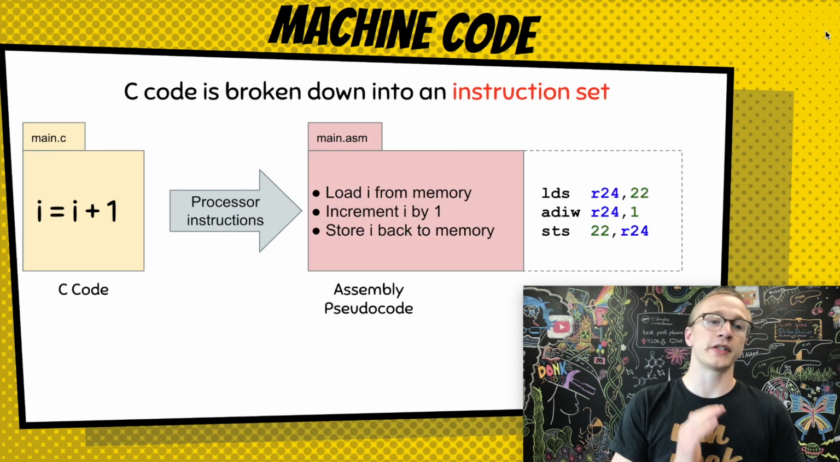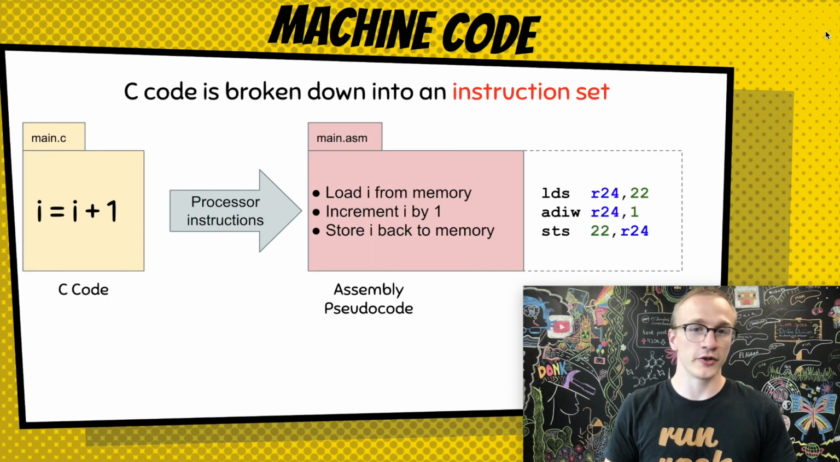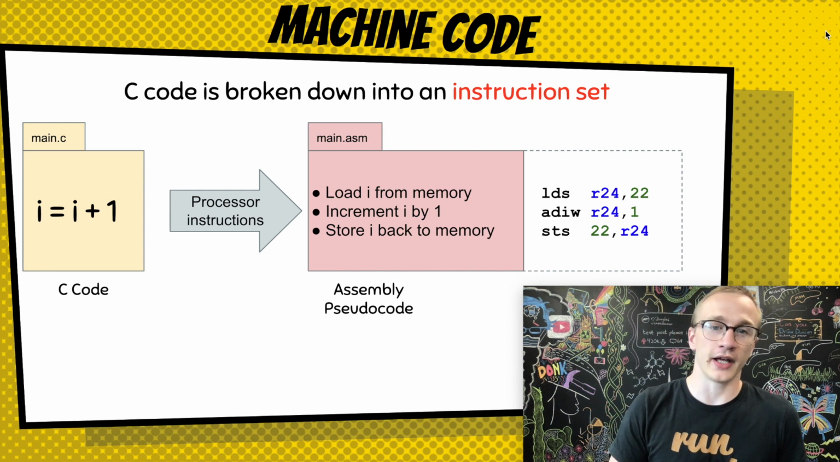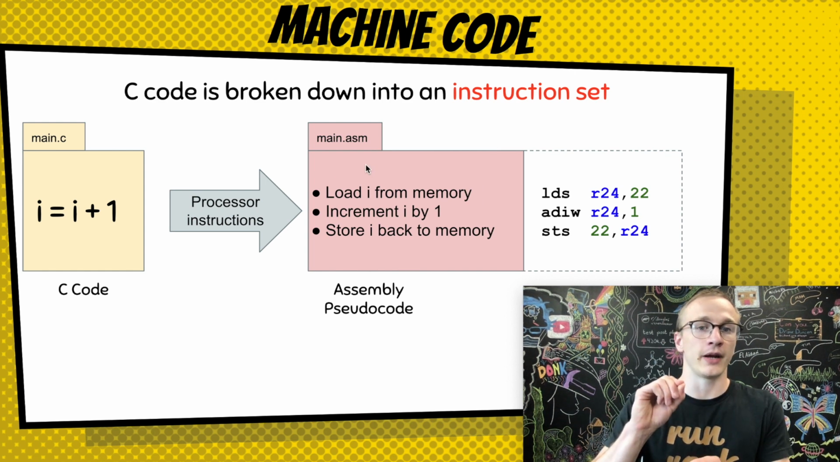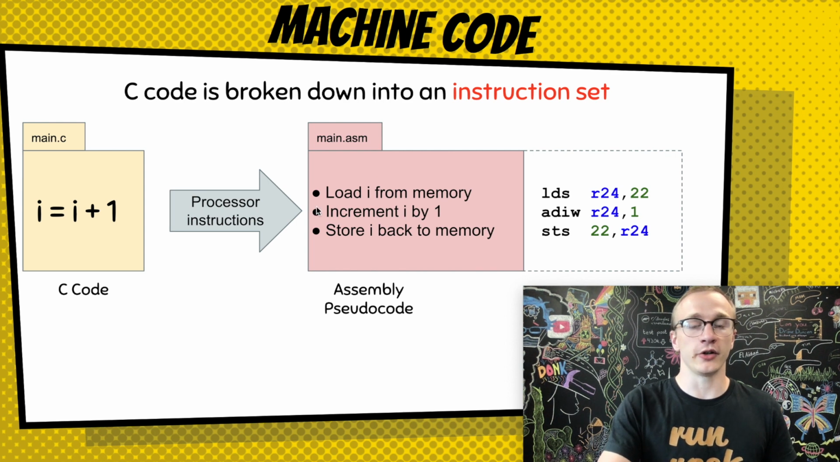For something even as simple as I equals I plus 1, there are many different ways that you could translate that into machine code. One example is to take I and load it from memory, which is this first section. We're pulling it out of RAM memory and putting it into the processor. Once it's in the processor, we can increment that value by 1, so we add 1 to it, and then we take that value and store it back into memory.